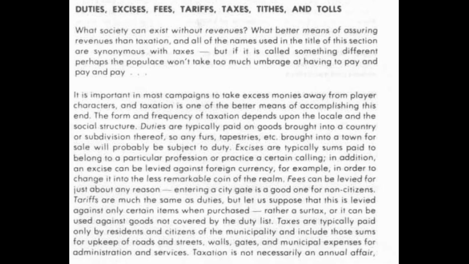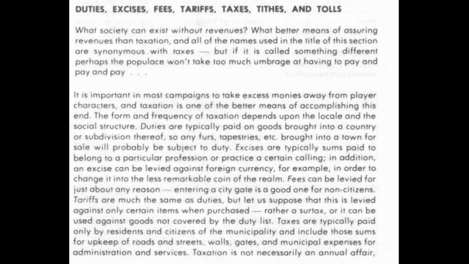Right back to the beginning, taxes are typically paid only by residents and citizens of the municipality and include those sums for upkeep of roads and streets, walls, gates, municipal expenses for administration and services. Taxation is not necessarily an annual affair.